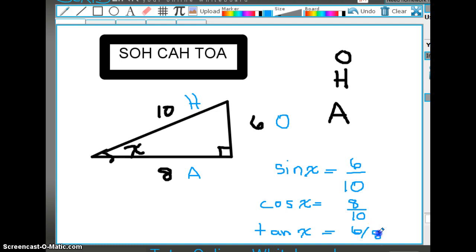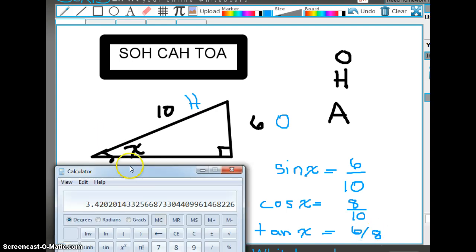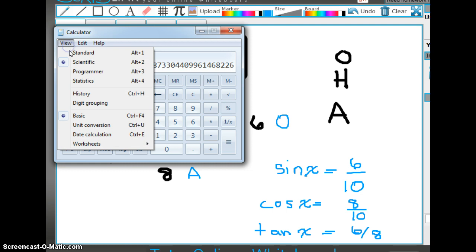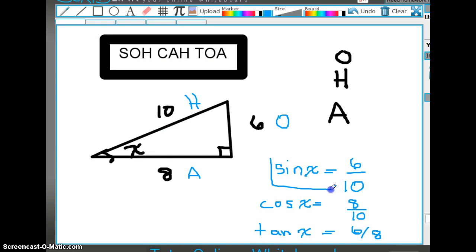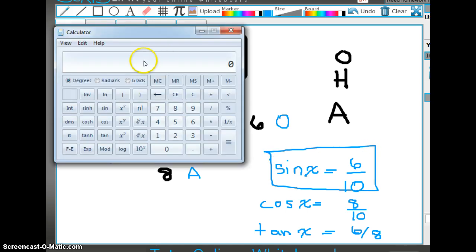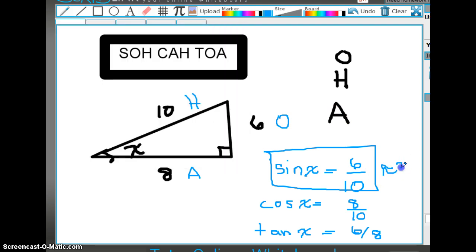Now we can calculate these using our calculator. I'm in the scientific view on my calculator, and I'll show you how to do this. To find x, you actually find the inverse sine. I take 6 divided by 10 equals, which is 0.6, hit the INV, and then I get sine -1. This is 36.9 degrees, so about 37 degrees.